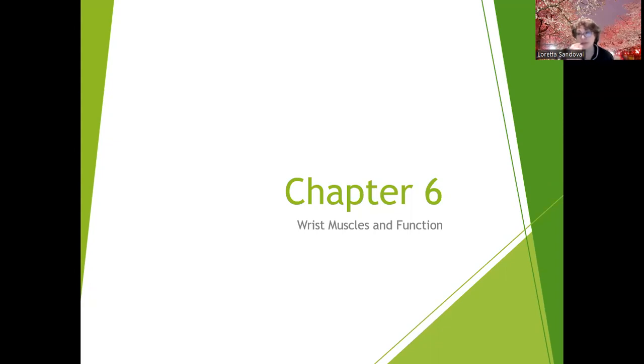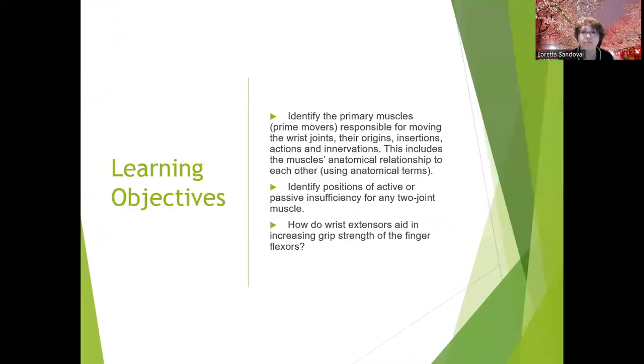So we'll talk about the wrist muscles and then we'll talk about the hand extrinsics and very briefly a little bit about the hand intrinsics. But the hand extrinsics frequently share function with the wrist muscles. So of course you want to know the prime movers and all their attributes, identifying positions of active and passive insufficiency. So there is a special active and passive insufficiency in the hand and wrist called tenodesis, and we will talk about that and its function. Probably not in this lecture, we'll talk about it in the hand lecture, but store that away for later. How do wrist extensors aid in increasing grip strength of the finger flexors? We will talk about that.